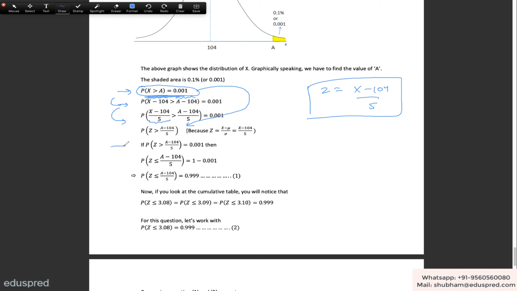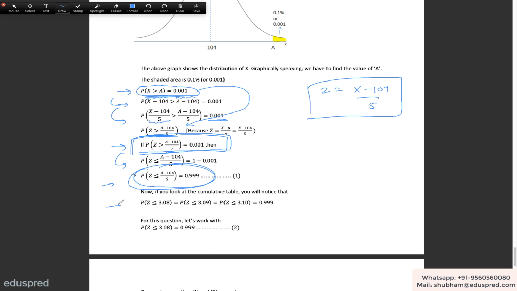Okay, now we are given that this is equal to 0.001. Now, if this is equal to 0.001, that means the probability that z is less than or equal to this expression is going to be equal to 1 minus 0.001. Okay, so this implies that the probability that z is less than or equal to a minus 104 by 5 is equal to 0.999.